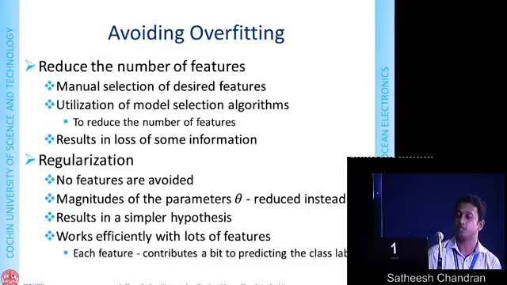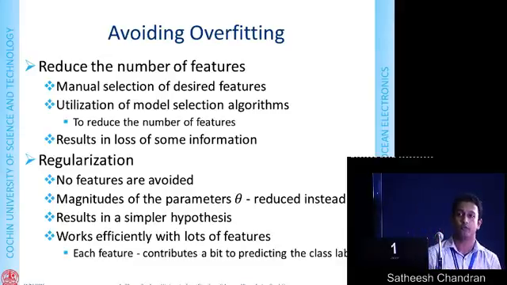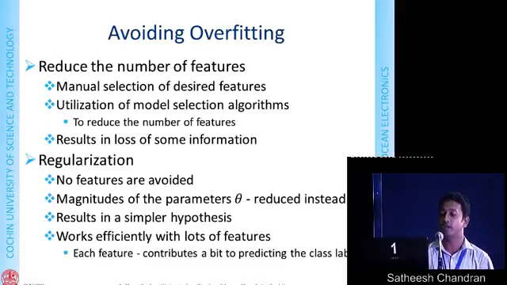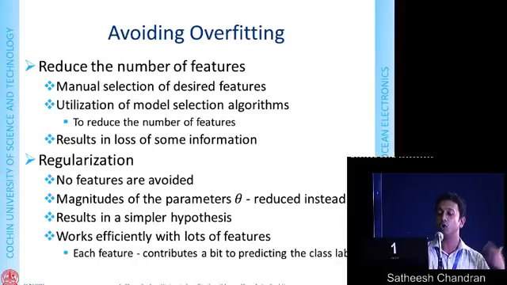How can we avoid overfitting? In the literature, many methods have been suggested. One of these is to reduce the number of features by manually selecting desired features or utilizing some model selection algorithm. But when we reduce the number of features, it results in some loss of information. What is the alternative method? It is regularization. In regularization, no features are discarded. Instead, the magnitudes of the parameters are reduced. This results in a simpler hypothesis and works efficiently with lots of features, each feature contributing a little bit to predicting the class label y.